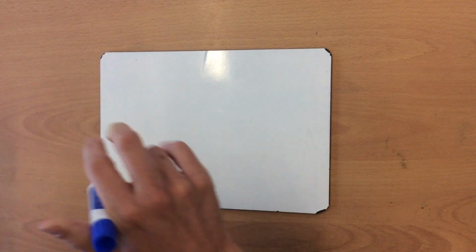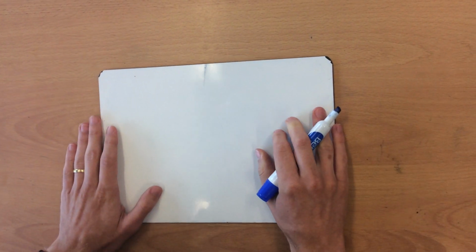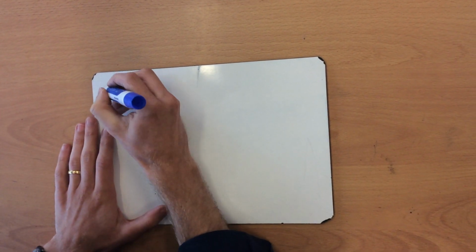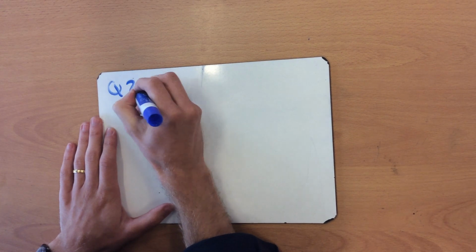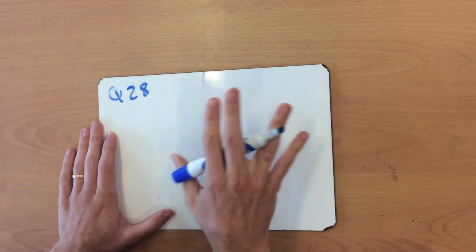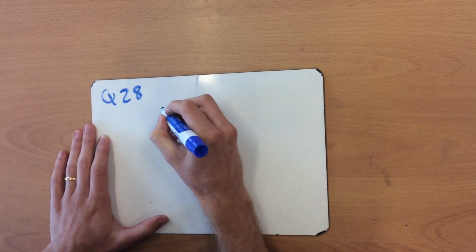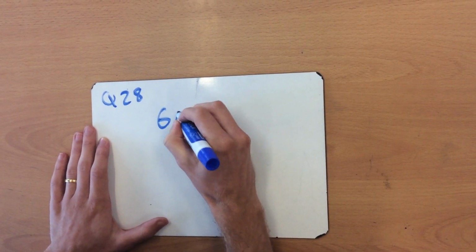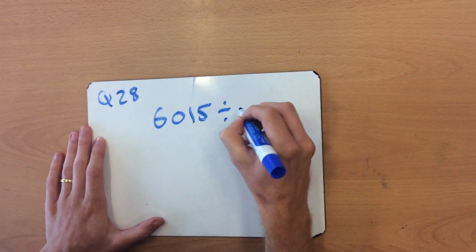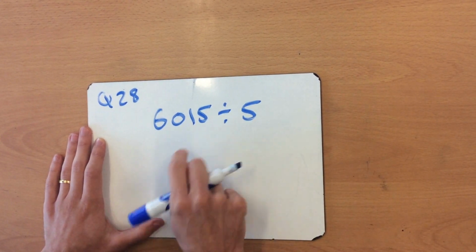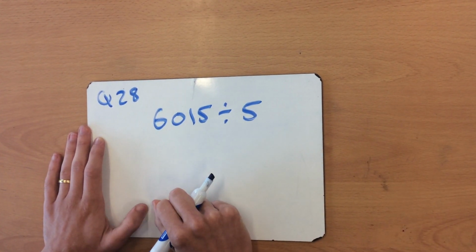Okay, the third way for division for today's maths arithmetic. And this one is the same, it's question 28 I'm looking at. Now question 27 is very similar and you do the same method. But in question 28, your calculation is 6,015 divided by 5. So this is a 4-digit number divided by a 1-digit number.